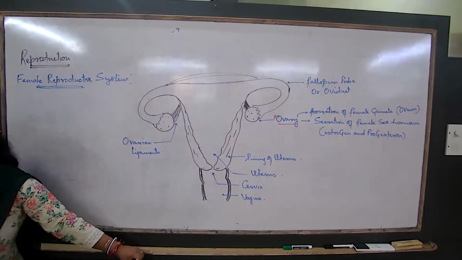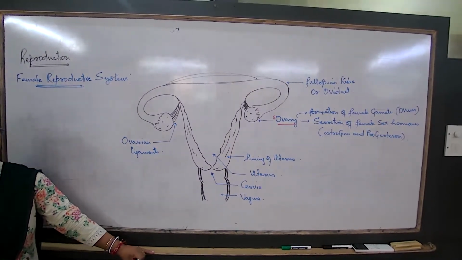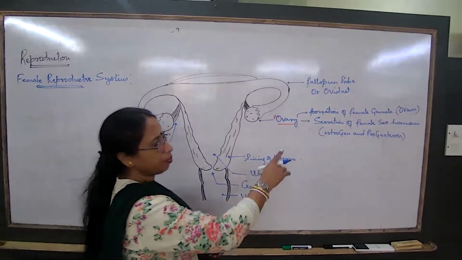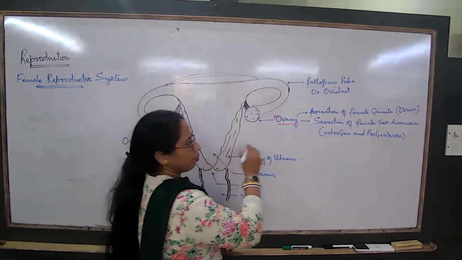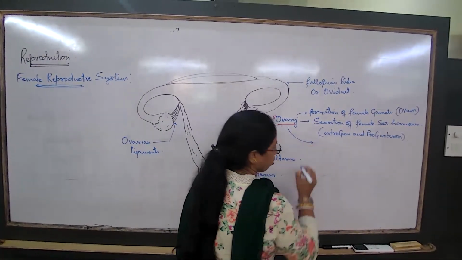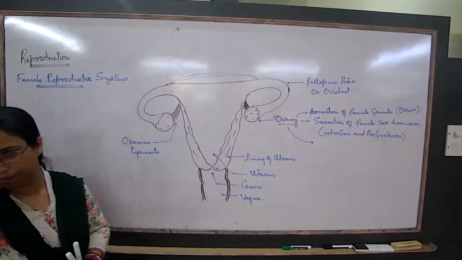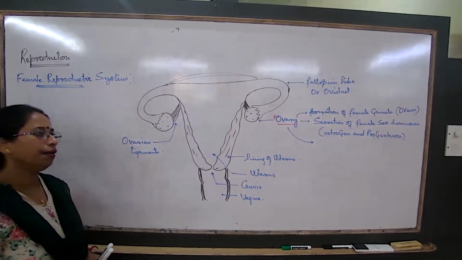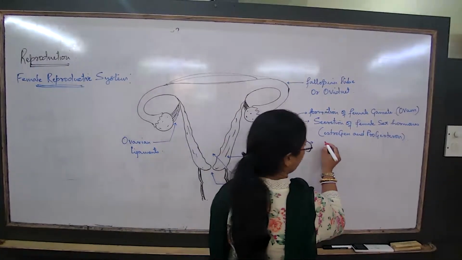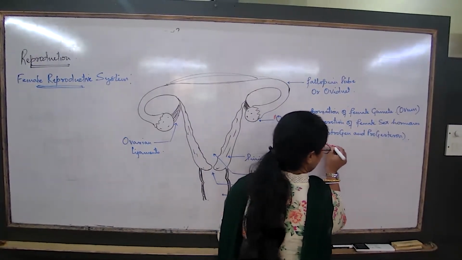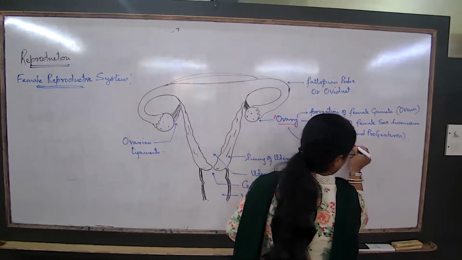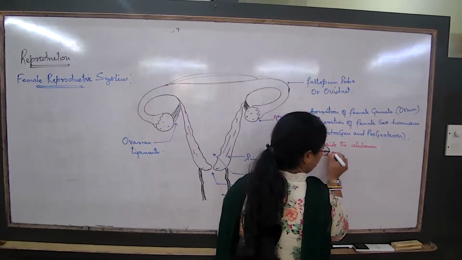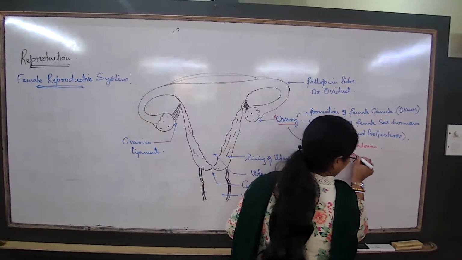Two functions of the ovary. Number one, formation of the gamete. Number two, release of the hormones. What are the names of the hormones? Estrogen and progesterone. Now, some other basic concepts about the ovary, in comparison with the male body. The ovary is present inside the abdomen.